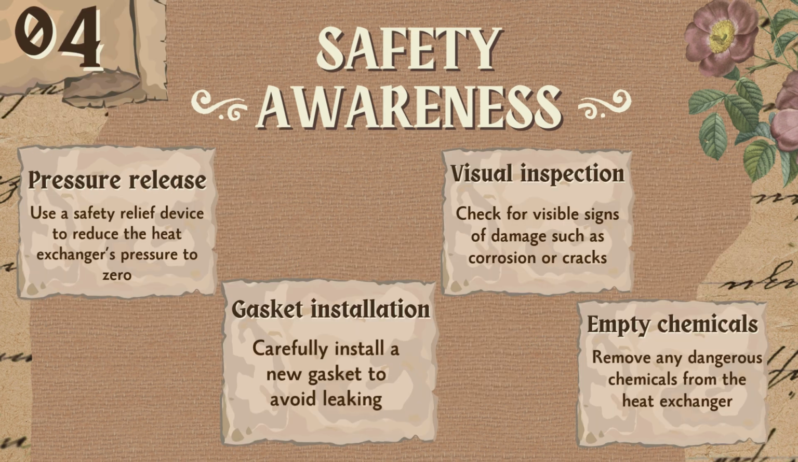Six is pressure release. Use a safety relief device to reduce the heat exchanger pressure to zero. Next, gasket installation. Carefully install a new gasket to avoid leaking. Next is visual inspection. Check for visible signs of damage such as corrosion or cracks. Lastly, empty chemicals. Remove any dangerous chemicals from the heat exchanger.